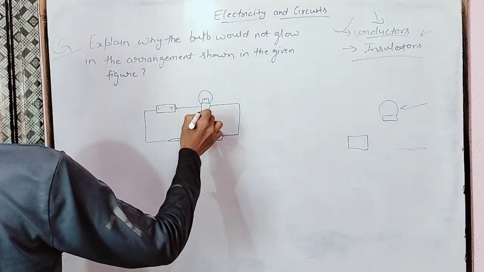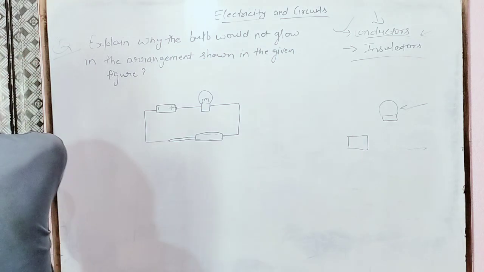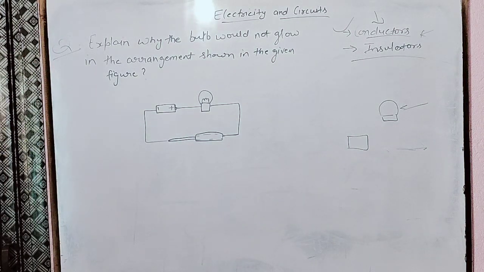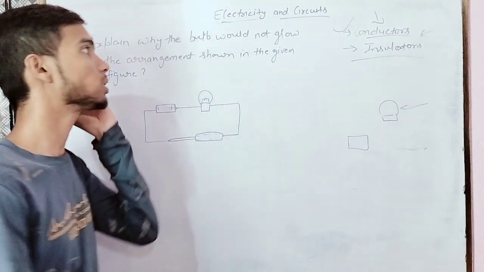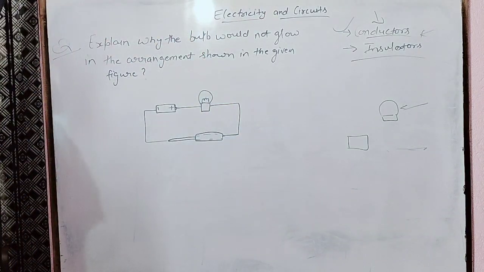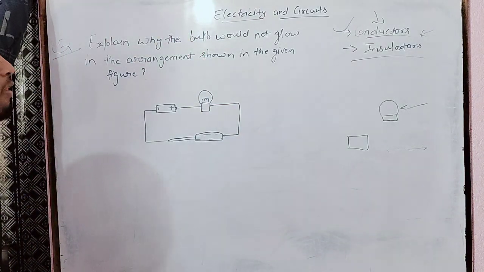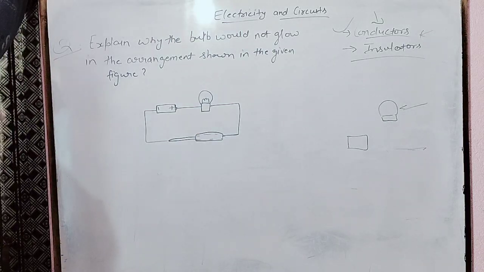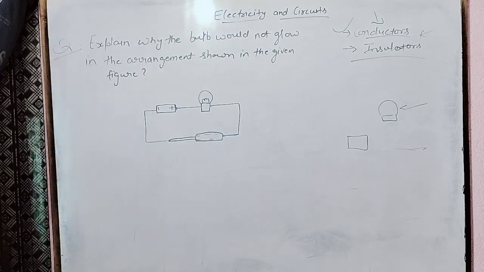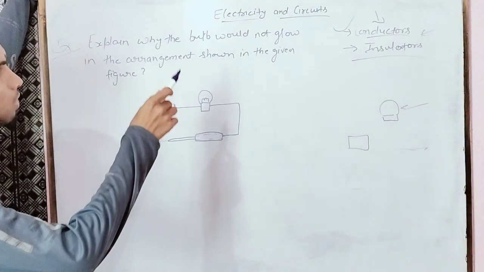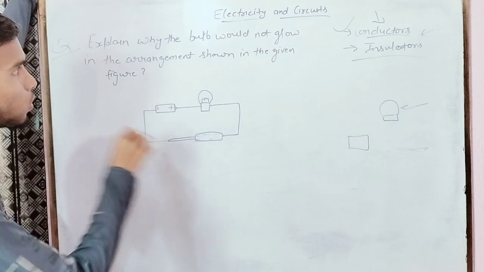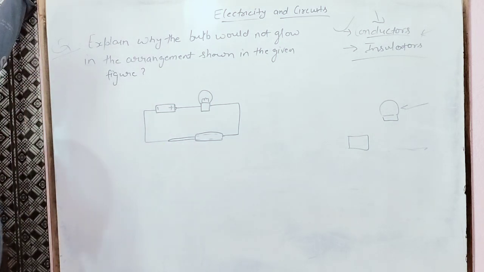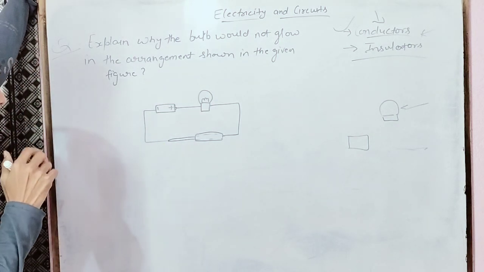Now you have this figure with a question. The question is directly saying: explain why the bulb would not glow. Explain why the bulb would not glow in this arrangement which is shown below. So why will the bulb not glow?